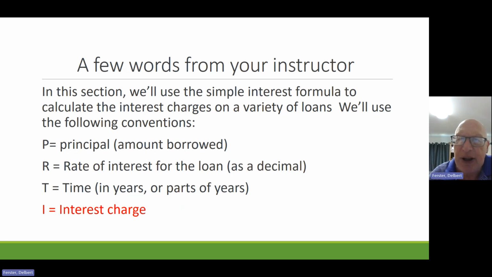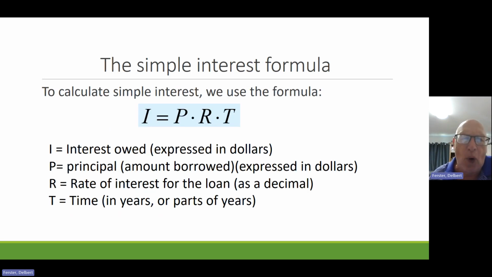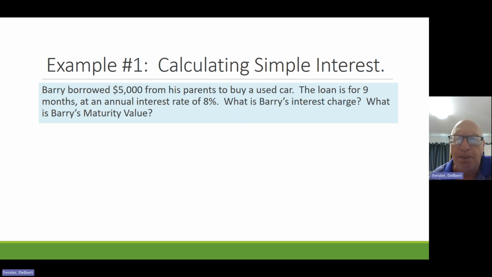T for time. Time has to be years or parts of years. So if it's 4 months, it's 4 over 12. We'll talk about days in a little bit as we relate to ordinary interest versus exact interest. And that just has to do with how many days we're particularly looking at in the year. I represents the interest charge. It's what we're calculating. There is the simple interest formula. Interest is found by taking principal times rate times time, where interest and principal are dollar figures, rate is a decimal figure, and time is parts of years or years.